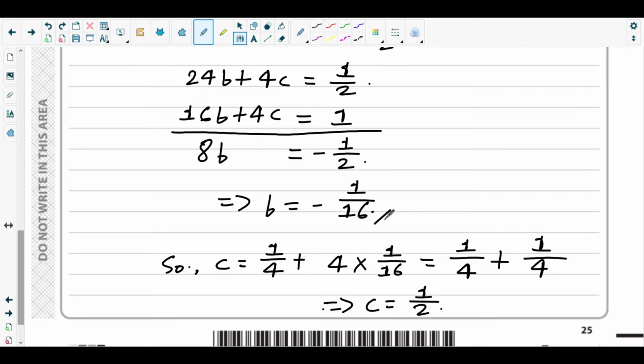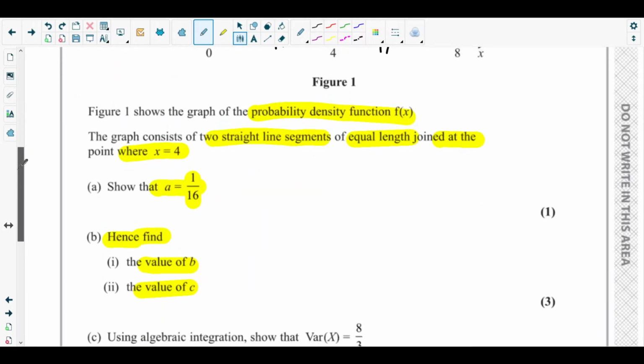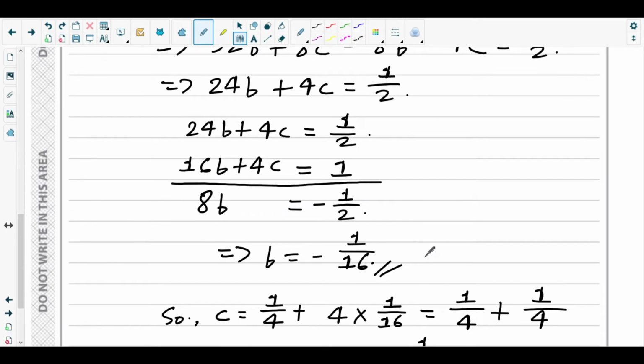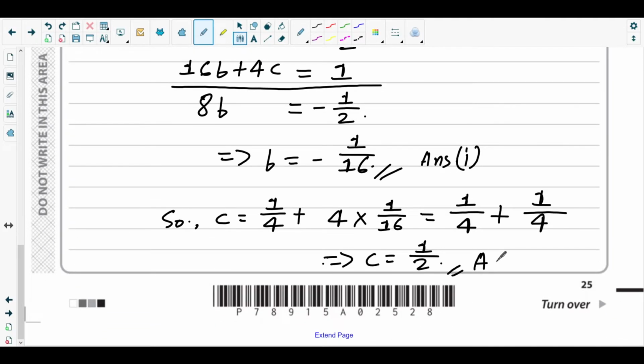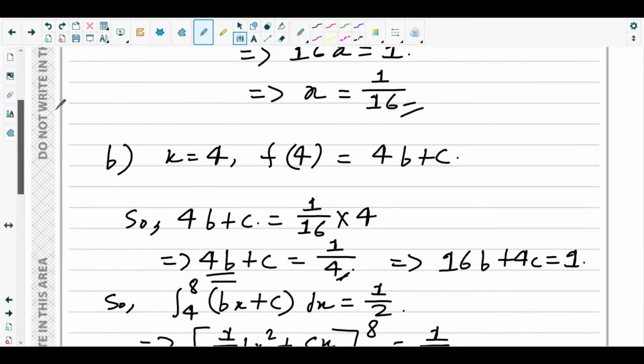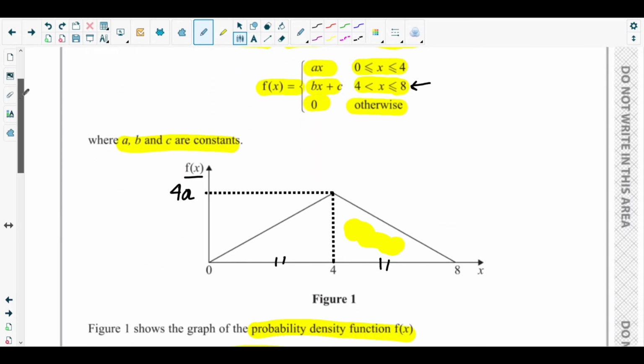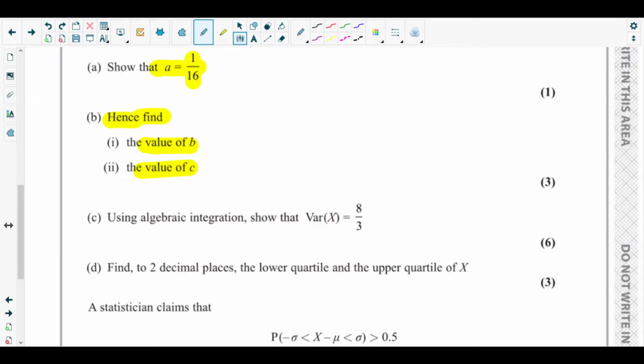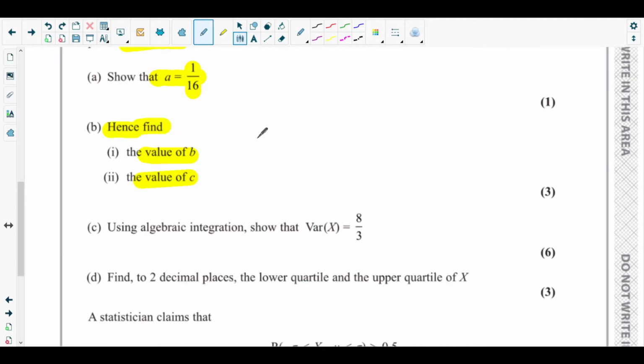So we got the value for b and the value for c. They asked for the value for b in part 1, so this is the answer for part 1, and the answer for part 2 is the value for c. That's the process to find the value for b and c, and that's what part B has asked for. Fine. Next is part C.